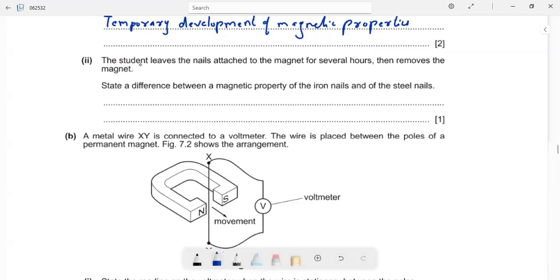The student leaves the nails attached to the magnet for several hours, then removes the magnet. State the difference between the magnetic property of the iron nails and steel nails. So iron will act like a temporary magnet. And steel will act like a permanent magnet. So steel always retains the magnetic properties.